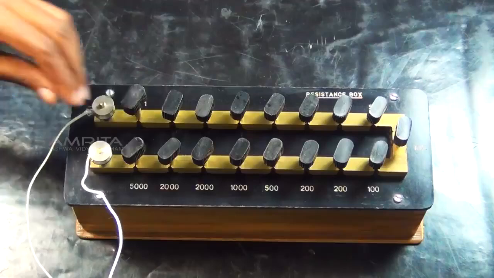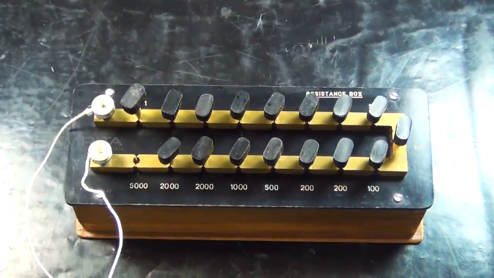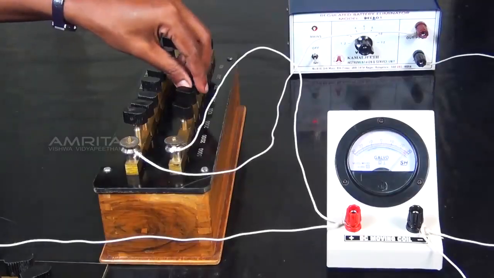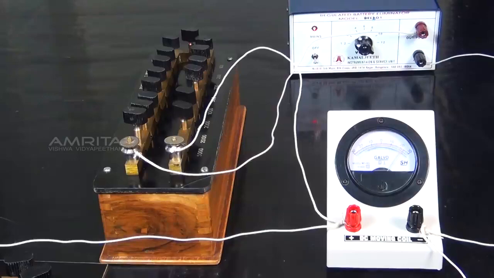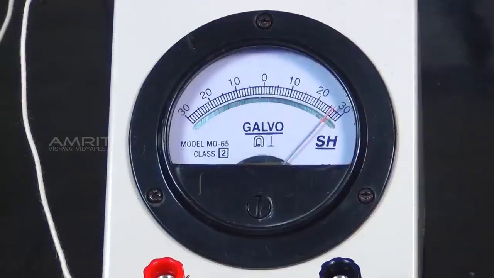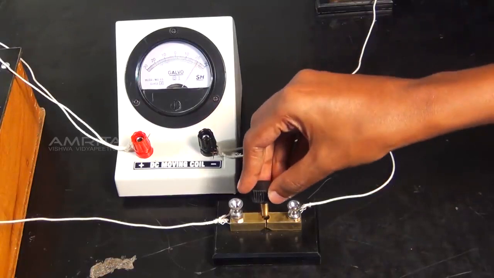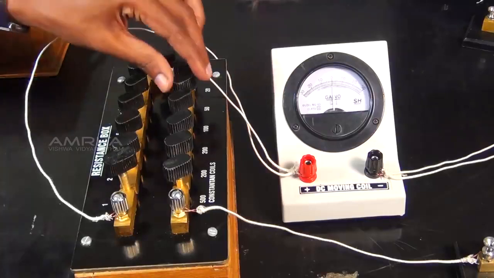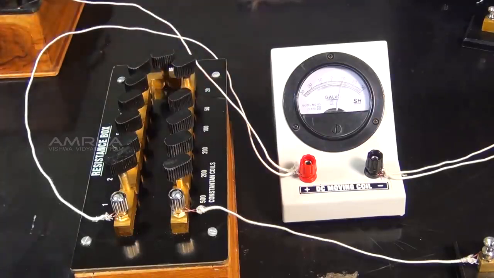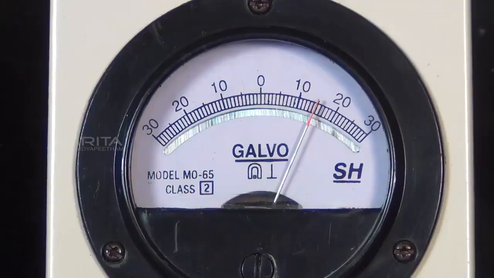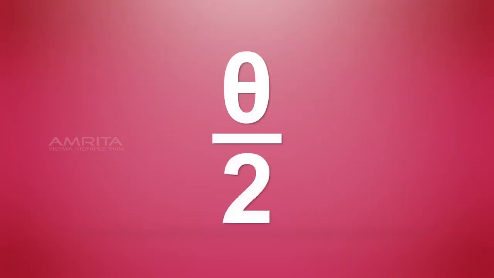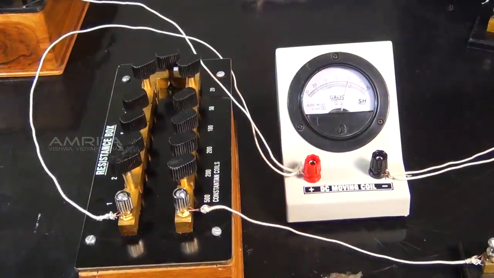After the connections, introduce a high resistance in the resistance box R and insert the key K1. Adjust the value of R so that the deflection in the galvanometer is maximum. Note the deflection as theta. Now, insert the key K2 also without changing the resistance R. Take out a small resistance from the resistance box S. Adjust the value of S so that the galvanometer deflection reduces to exactly half the value obtained without shunt, that is theta by 2. Note the value of shunt resistance S.